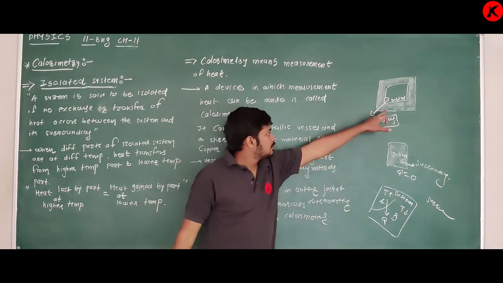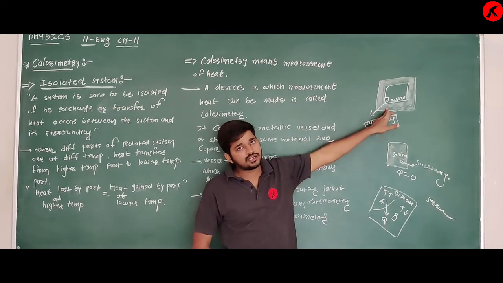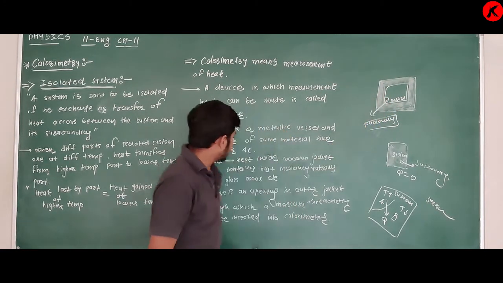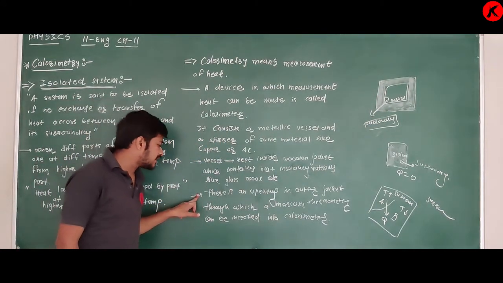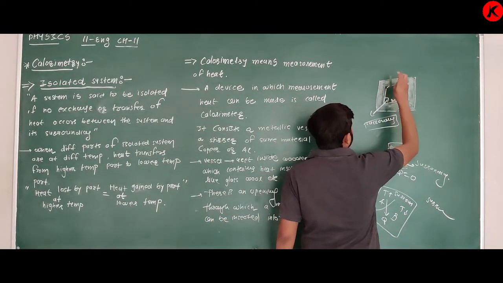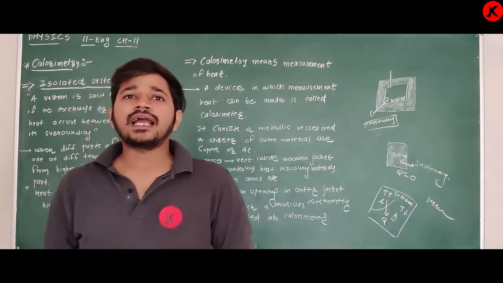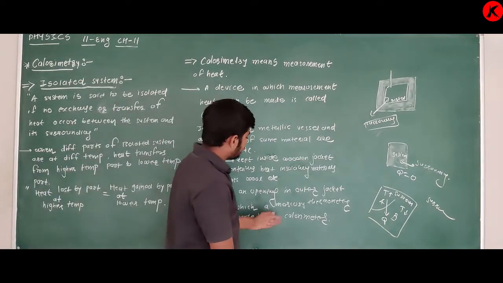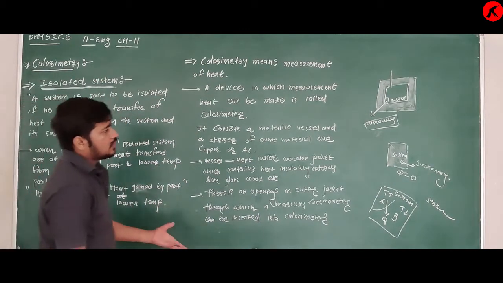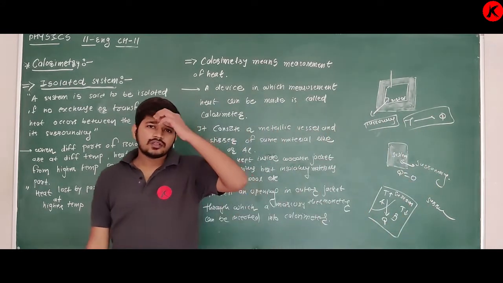So this wooden jacket behaves as a shield. Clear about this? No transfer of heat takes place between system and surrounding. There is an opening in the outer jacket through which a mercury thermometer can be inserted in the calorimeter, like this. With the help of that thermometer, you can measure its temperature, and from the temperature you can measure the amount of heat. Clear? So this is calorimetry.